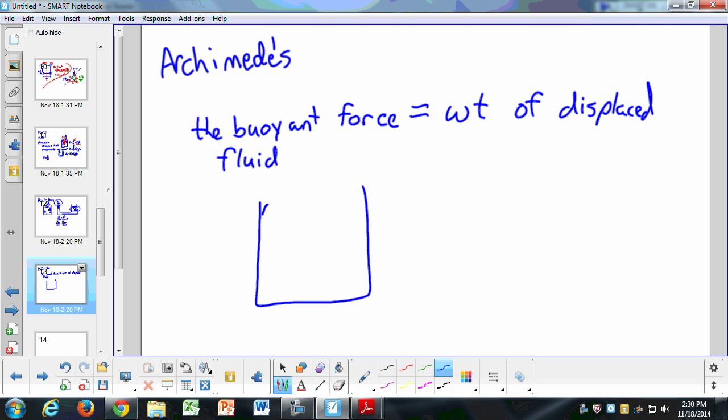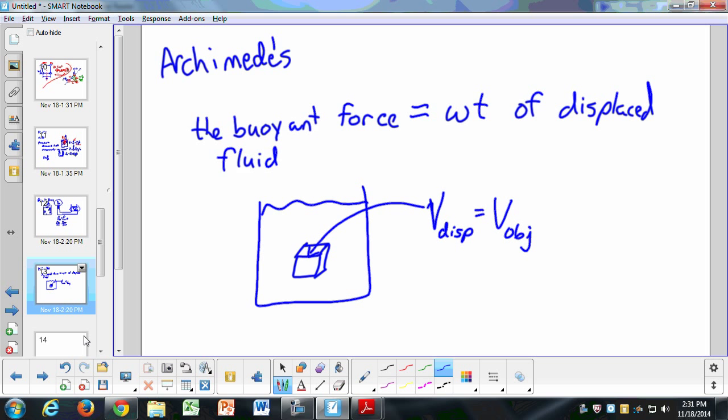So if I have an object that's submerged, it displaces a certain amount of fluid. The volume of the displaced fluid is equal to the volume of the object. Y'all probably have done this in chemistry, measuring volume by displacement. If I want to know an object's volume, I just submerge it in water and measure the change in the volume of the water. That gives me the volume of the object, which is a nice way to find the volume of irregularly shaped objects. So the displacement volume is equal to the object volume.